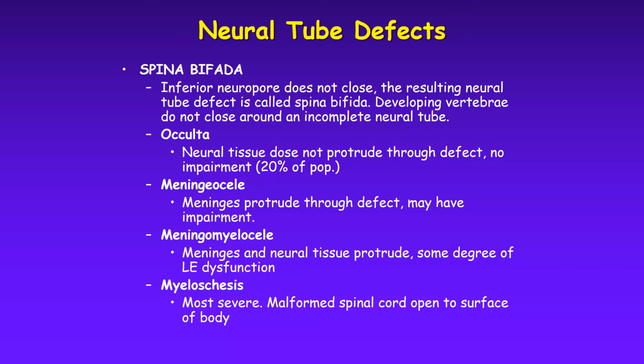The one that's the least problem is called spina bifida occulta. This is where the neural tissue develops normally. It doesn't protrude through this defect, but you don't have full completion of the vertebral arch. They may be missing their vertebral arch. The spinal cord, the dura, everything's intact, but the vertebrae doesn't fully cover it.